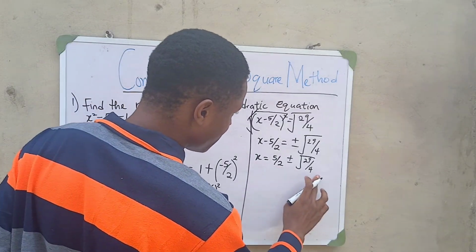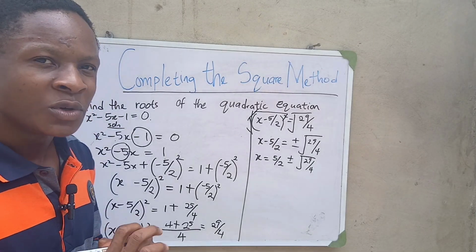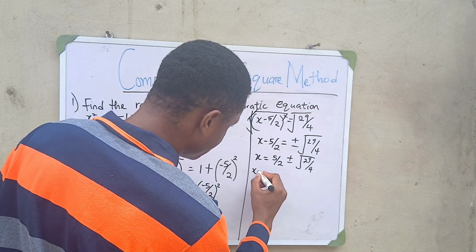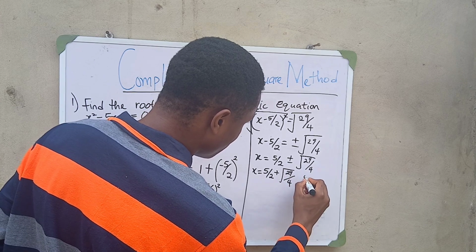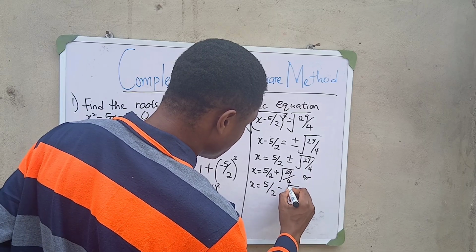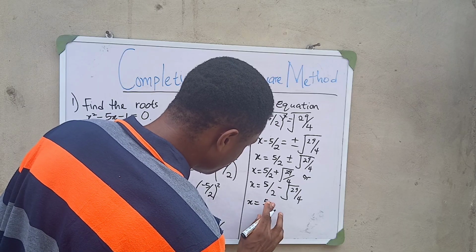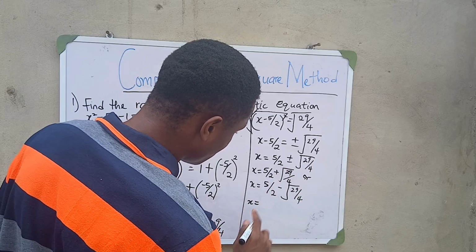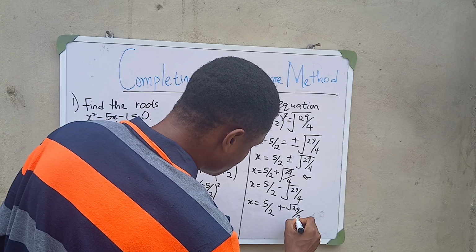Now if you look at this, this is our value of x. Remember, in a quadratic equation we always have two roots. So we have two roots, which are x is equal to 5 over 2 plus the square root of 29 over 4, or x is equal to 5 over 2 minus the square root of 29 over 4. The square root of 4 is 2, so we just have the square root on top. So we have 5 over 2 plus the square root of 29 over 2.